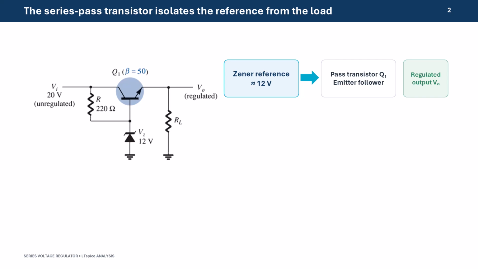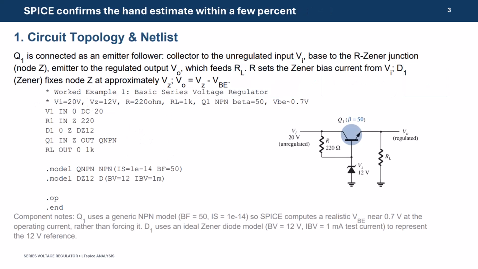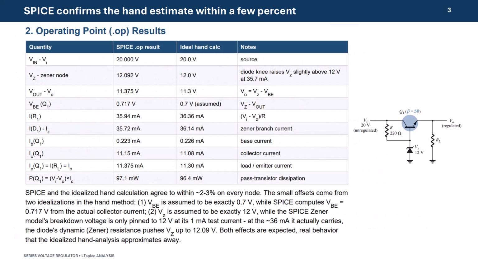This is the netlist for the voltage regulator circuit shown, and this netlist was used for simulating the circuit behavior. The operating point analysis agrees closely with the hand calculation. LTspice gives a Zener node voltage of 12.092 volts and an output of 11.375 volts. The simulated base emitter voltage is 0.717 volts rather than the assumed 0.7 volts.